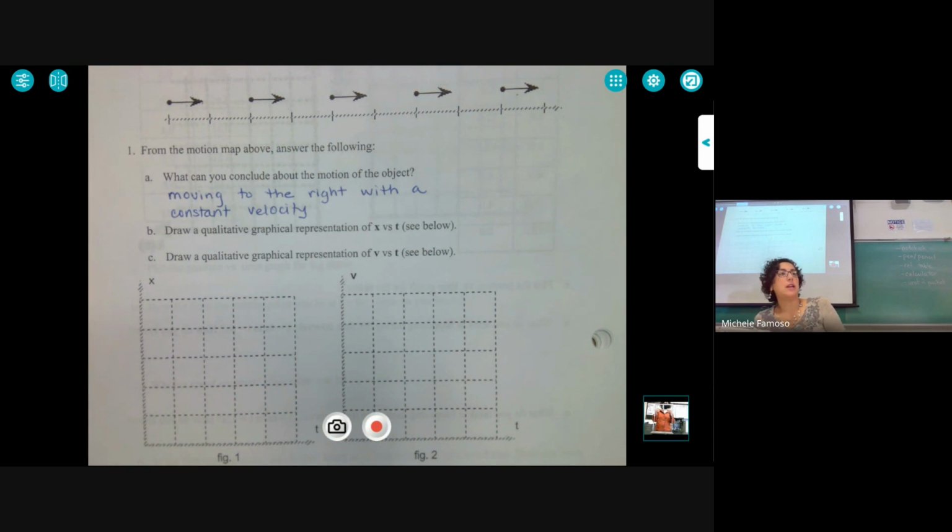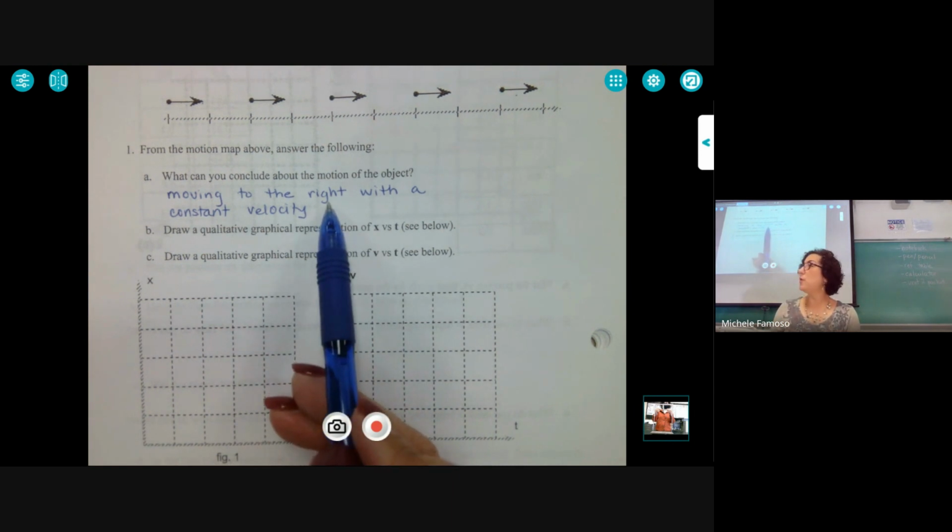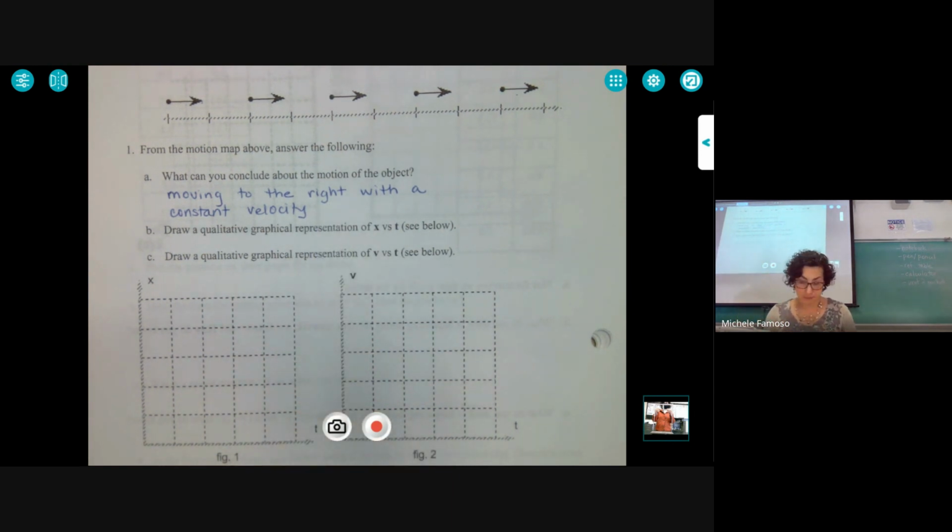If you're moving to the right at a constant velocity, what does the position time graph have to look like? If you don't know, you have your notebook there. You should be able to tell me. Moving to the right with a constant velocity, what's that graph going to look like? Do you know? A diagonal line. If you are traveling to the right, there you go.